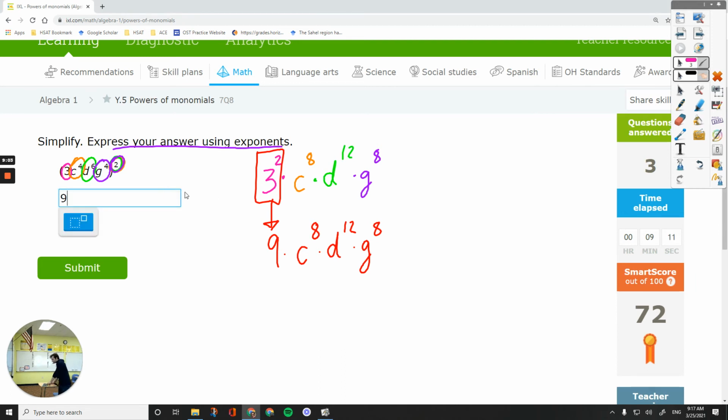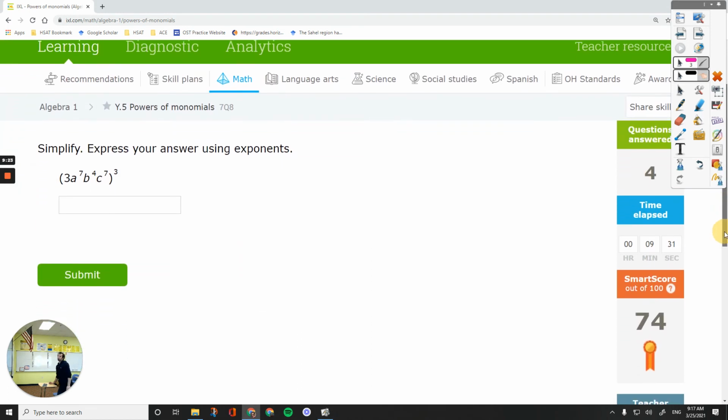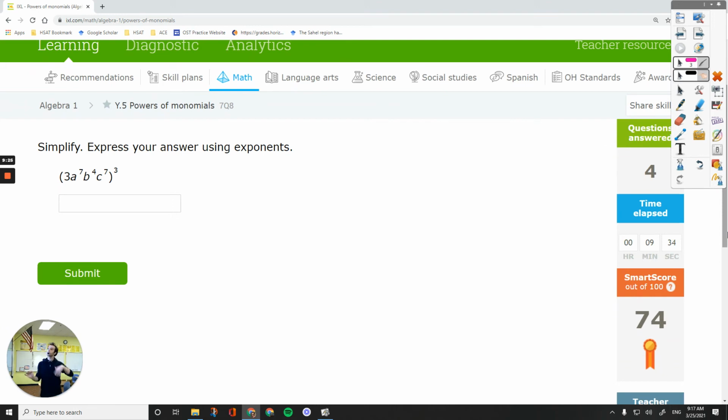So we have 9 times c to the power of 8, and then go down, d to the power of 12, then go down again, g to the power of 8. Double checking the numbers so that I'm not submitting anything wrong. Okay, now let's do this again. Without showing all those steps, what I do first is, that's 27. Use a calculator. 3 cubed is going to be 27.